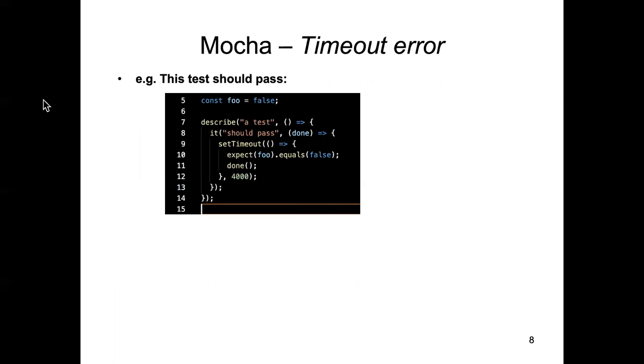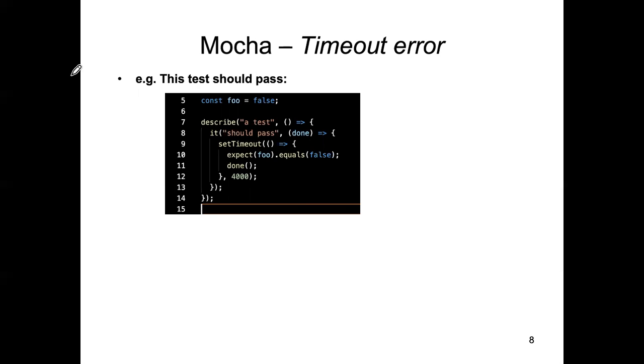The next thing is that Mocha has a timeout beyond which it won't wait. In the previous slide, I'm getting Mocha to wait for the asynchronous code to execute, but it doesn't wait forever. It has a timeout, and if the asynchronous code doesn't execute before the timeout has expired, then it will automatically cause the test to fail.